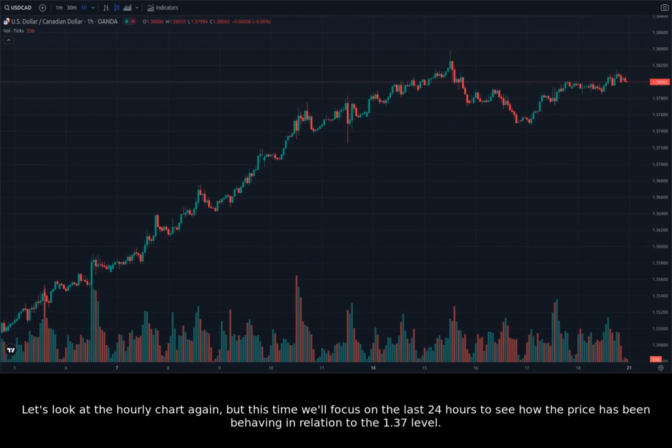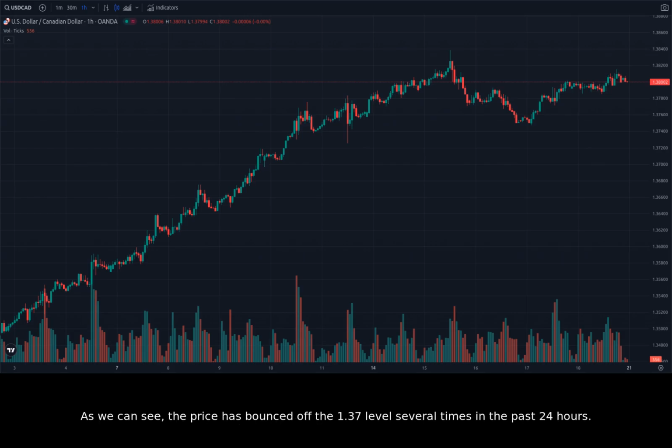Let's look at the hourly chart again, but this time we'll focus on the last 24 hours to see how the price has been behaving in relation to the 1.37 level. As we can see, the price has bounced off the 1.37 level several times in the past 24 hours. This reinforces the idea that this level is a key area of support. If the price breaks below this level, it could signal a bearish move toward the 1.36 level. However, if the price manages to hold above 1.37, it could signal a move towards the 1.38 resistance level.